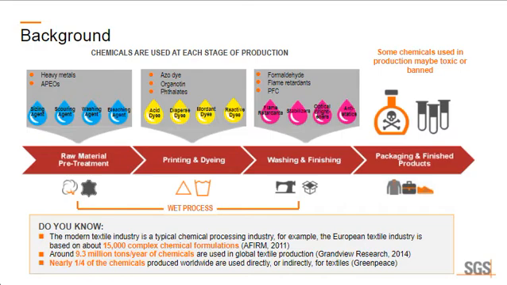Here I can give you some numbers for you to understand why we need to take action to solve this problem. The modern textile industry is a typical chemical processing industry. For example, the European textile industry is based on about 15,000 complex chemical formulations, and around 9.3 million tons per year of chemicals were used in global textile production, and nearly a quarter of the chemicals produced worldwide are used directly or indirectly for textiles. So let's see the next.